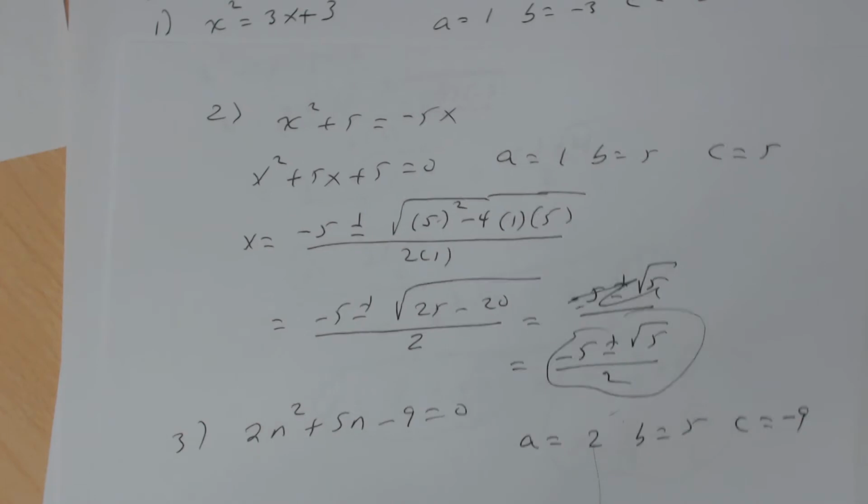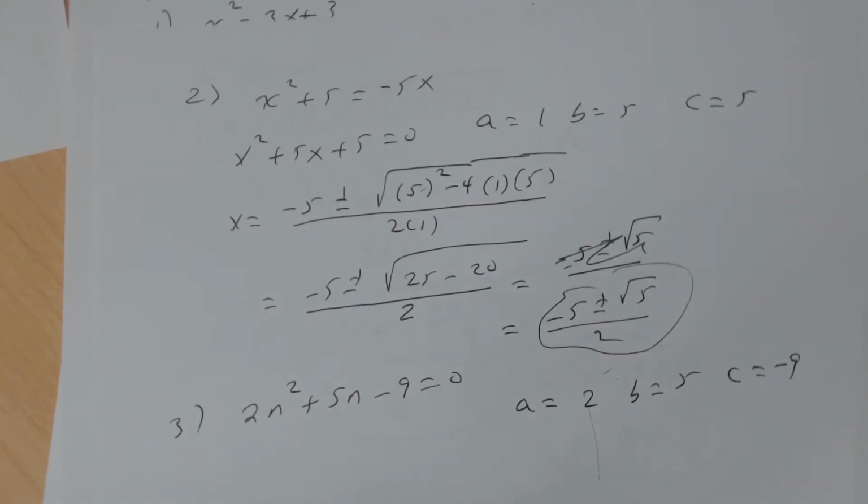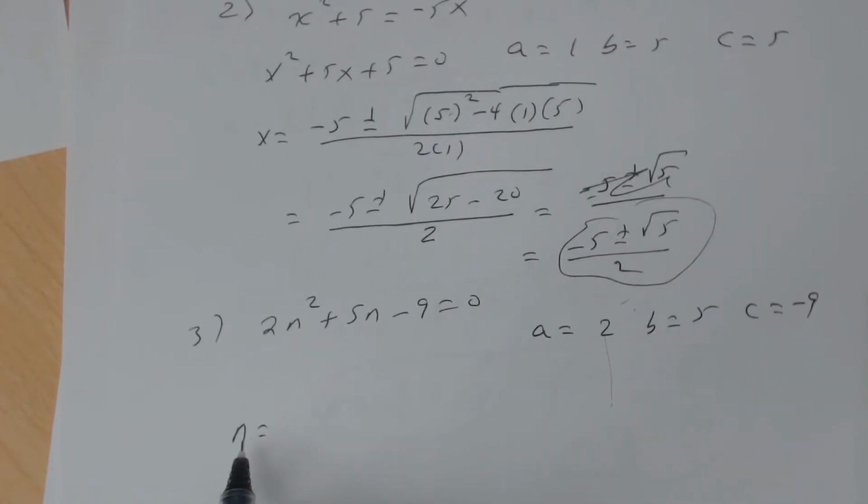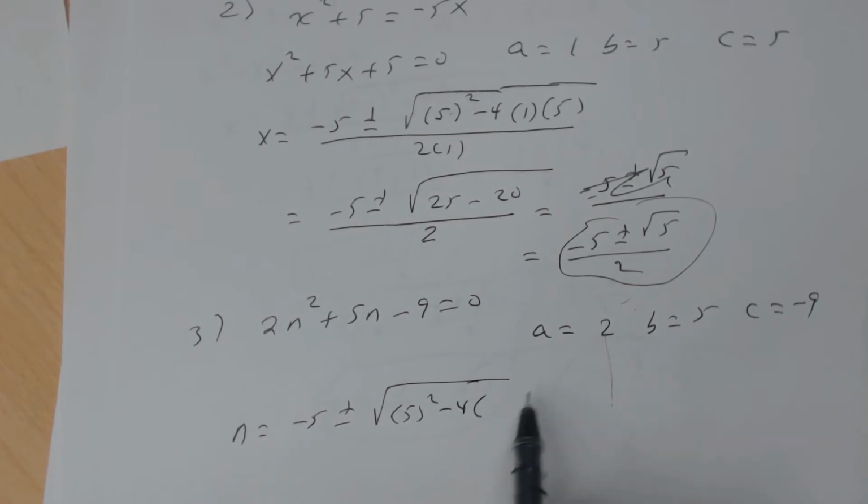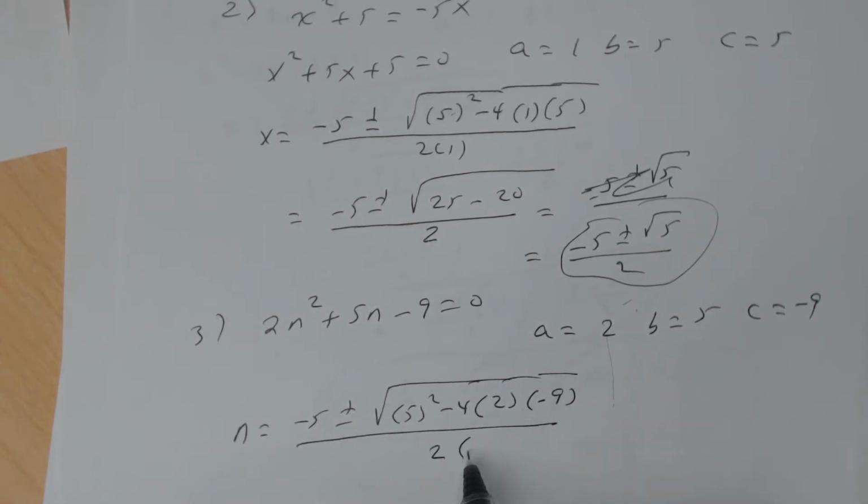All right, plugging back into the formula, we're going to get n equals, make sure you use the correct variable. So don't say x, because that's not an x. You've got to say n. So n equals the opposite of b. So the opposite of b is a negative 5. Plus or minus, all right, do your discriminant, so b squared. So that's 5 squared minus 4 times a, which is 2, times c, which is a negative 9, all over 2 times a, so we get 2 times 2.